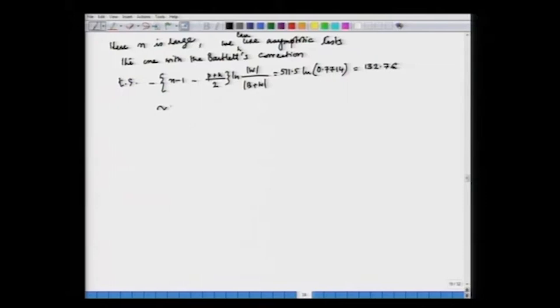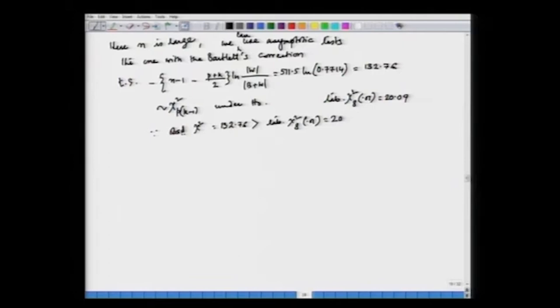This has the value 132.76. This chi-square test statistic asymptotically follows a chi-square distribution with p times k minus 1 degrees of freedom under H naught. Here p is 4 and k minus 1 is 2, so we need chi-square 8 at 0.01, which is 20.09. We already used this value in the earlier situation, and since the observed chi-square, 132.76, is greater than the tabulated chi-square 8 at 0.01, that is 20.09, the asymptotic test also rejects H naught at 1% level.